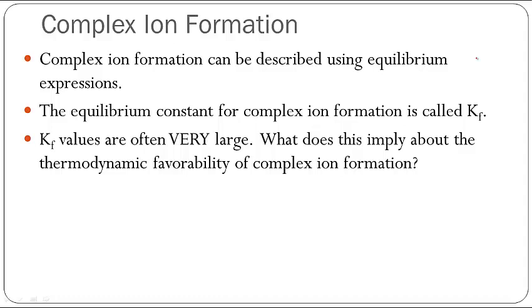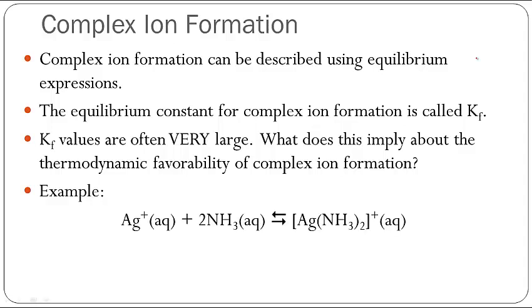If it's very large, what does that imply about the favorability? Yes, these are very favorable reactions. The K is large, the delta G is negative, so these are very favorable. So, for example, the one I just showed you has a Kf of 1.6 times 10 to the 7th.